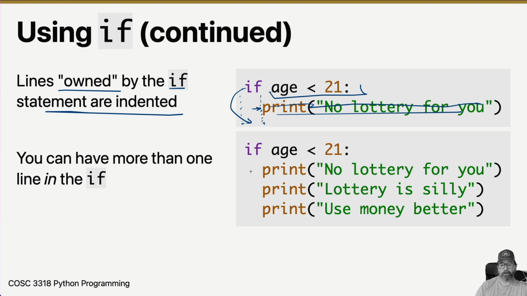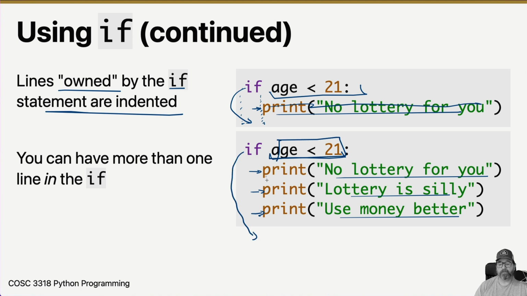You can have more than one line and they all have to be indented the same amount. So in this case, if age is less than 21, it's going to put no lottery for you. Lottery is silly. Use money better. If somebody's 30, this will be false, and it'll just skip over all of those lines. It'll just ignore them. It'll be like, those don't exist in this program. And that's how the if statement affects the top to bottom: it will get to an if statement. If it's true, it just keeps going top to bottom. And if it's not true, it skips over to the next thing after all of the indented lines.